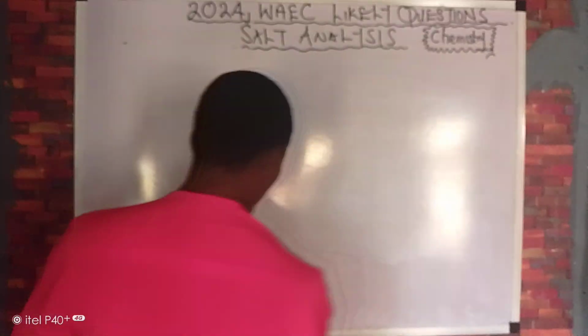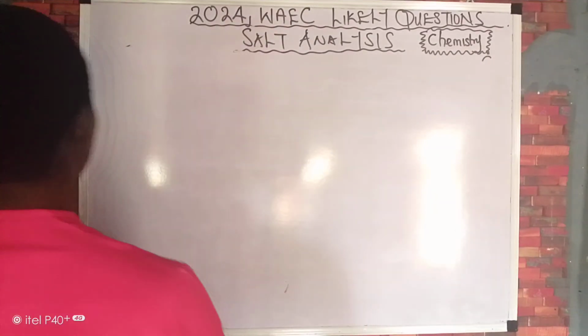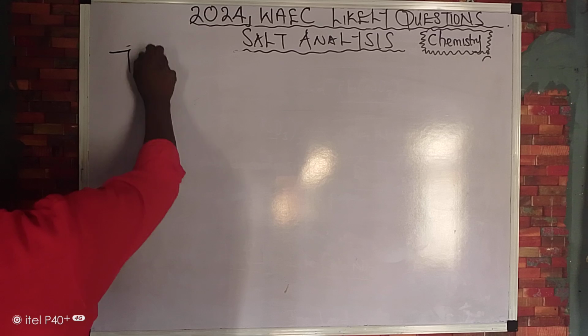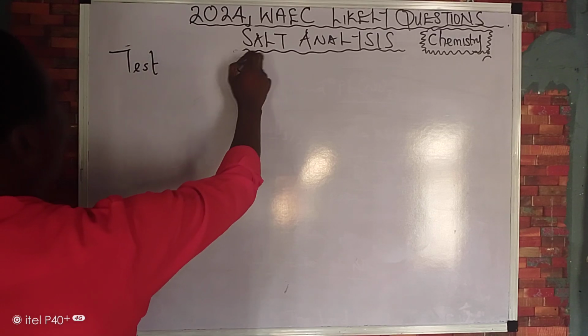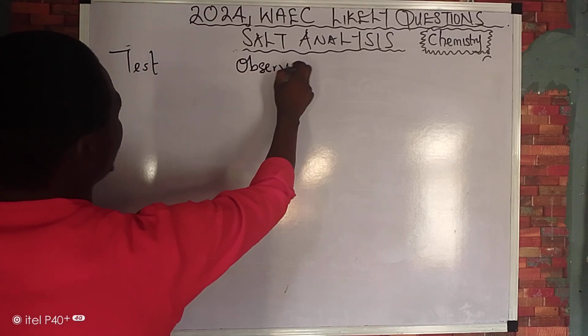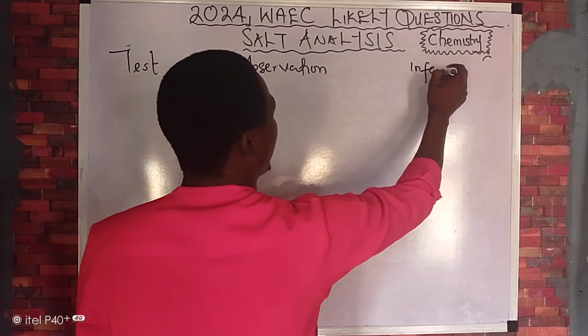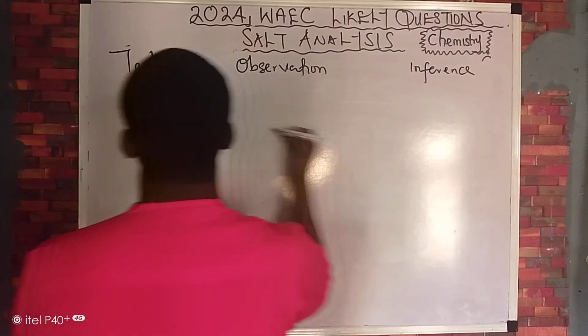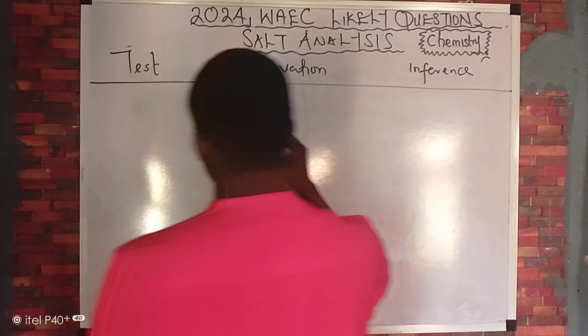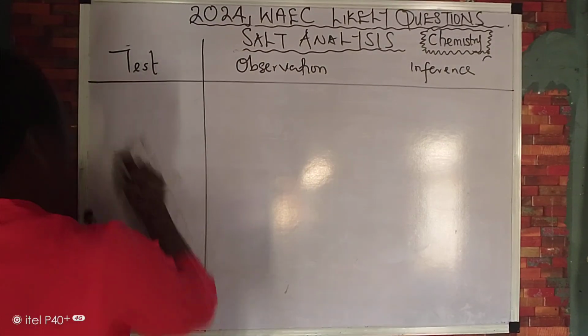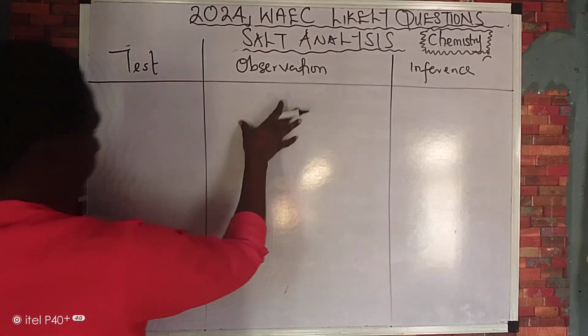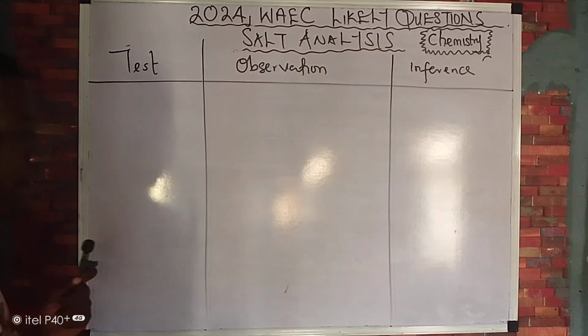Okay, let's do that quickly. Now watch me carefully. I have a column here called test, I have another column called observation, and I have the next column called inference or my conclusion. Watch this carefully. Now this is our test, here is our observation, and here is our inference.